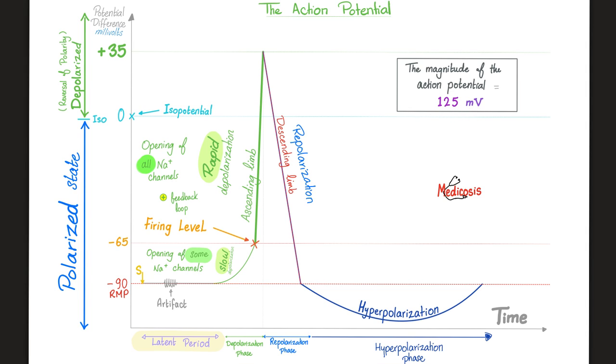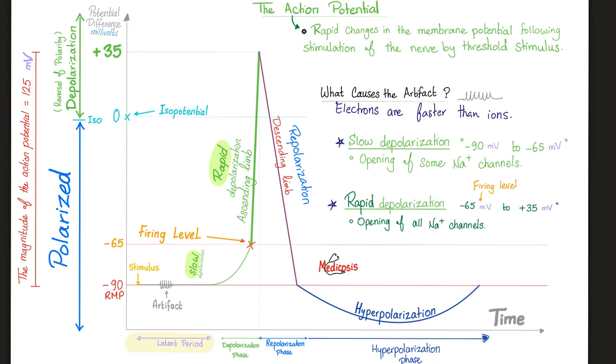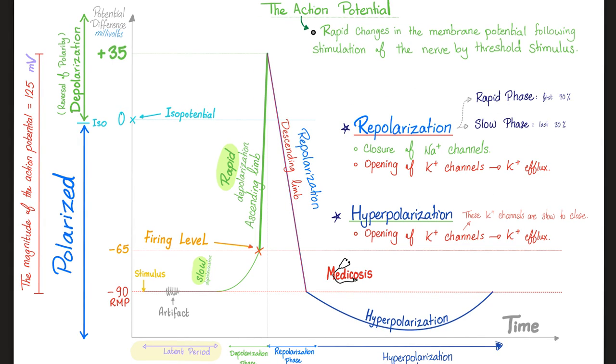Millivolts, not volts. A volt is going to kill you. What's the tipping point? It's called the firing level, beyond which, boom, so fast, baby. Rapid depolarization. So depolarization has a slow phase and a fast phase. Similarly, repolarization has a rapid phase and a slow phase. There is also hyperpolarization because we are slow at closing.